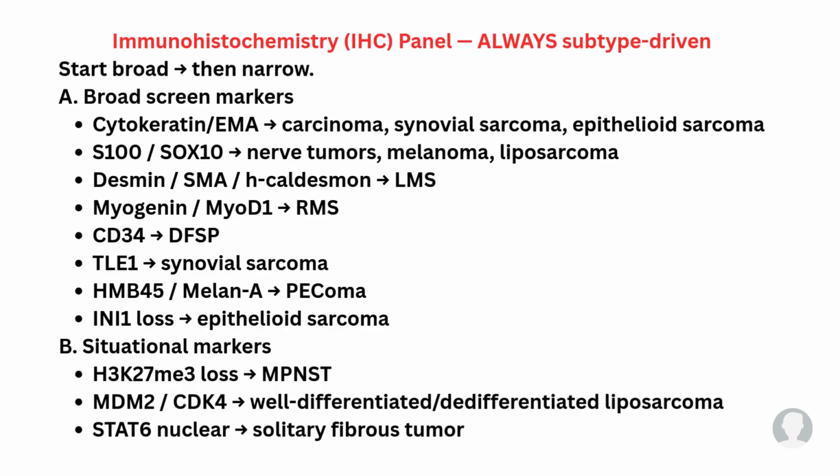for leiomyosarcoma; myogenin, MyoD1 for rhabdomyosarcoma; CD34 for dermatofibrosarcoma protuberans; TLE1 for synovial sarcoma; HMB45 or Melan A for PEComa; INI1 loss for epithelioid sarcoma; and situational markers include H3K27me3 loss as seen in malignant peripheral nerve sheath tumors, MDM2 or CDK4 for well differentiated or dedifferentiated liposarcoma, and STAT6 nuclear for solitary fibrous tumor.